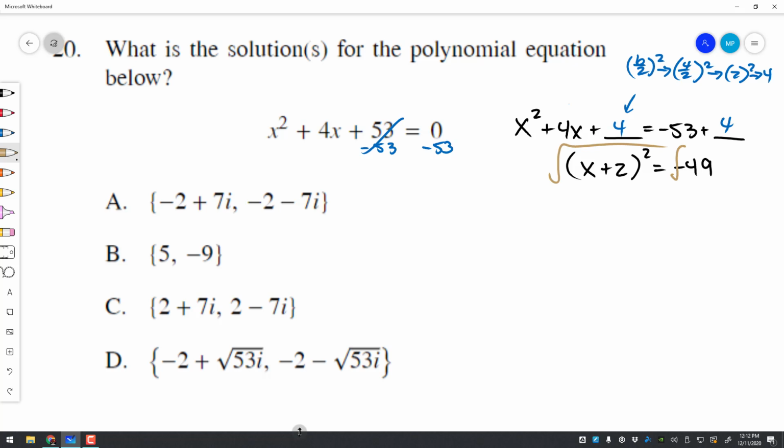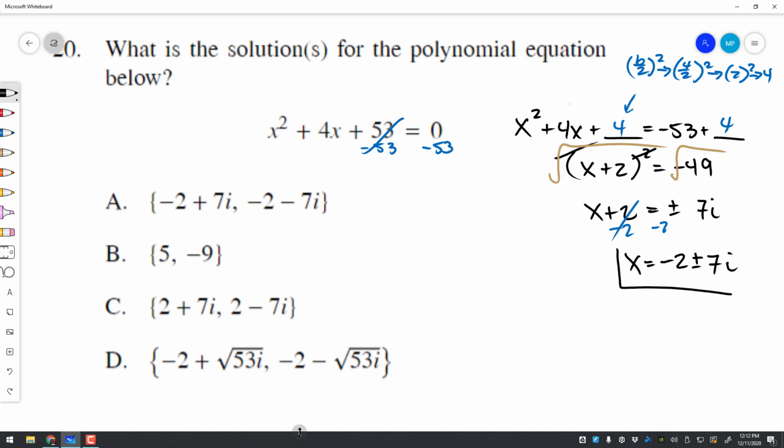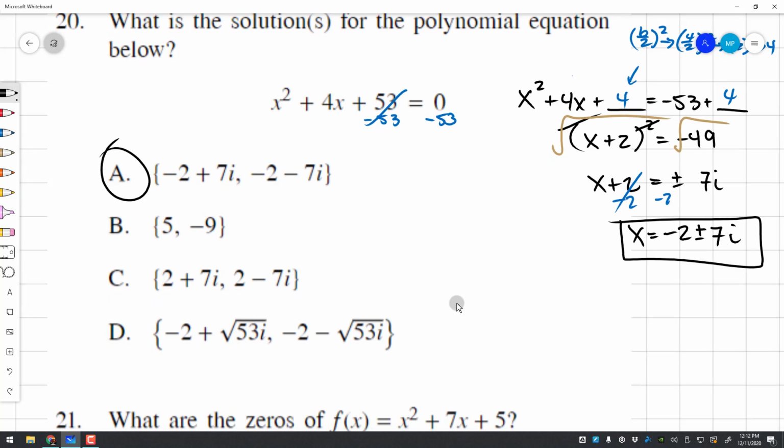To get rid of our square, we can square root both sides. Okay, don't forget to put plus or minus. And square root of negative 49 is 7i. Lastly, I would need to move our 2 to the opposite side. And we get negative 2 plus and minus 7i, which ends up matching with answer A.